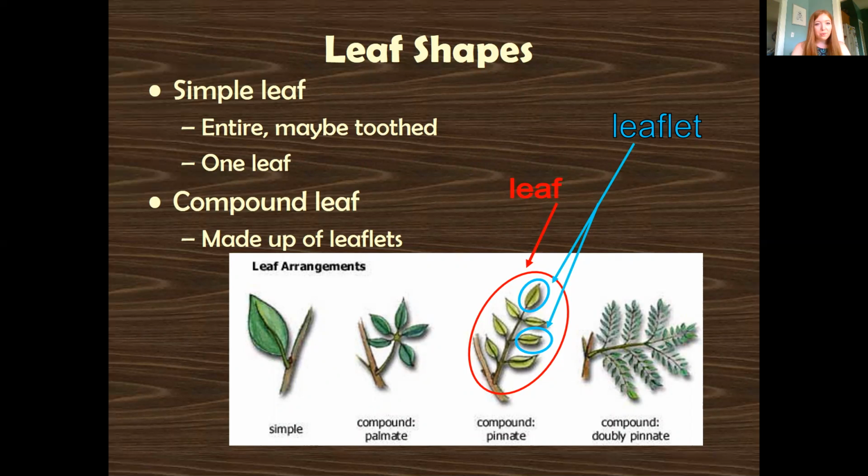Leaf shapes. Simple leaves are also called entire, and this is one leaf. A good example of this is a typical tree leaf, that's one leaf coming off the stem, as opposed to a compound leaf, which can be made up of smaller leaflets. So there's an example right there. You can see that the leaf is contained, there's, what is that, 7 leaflets in that case.